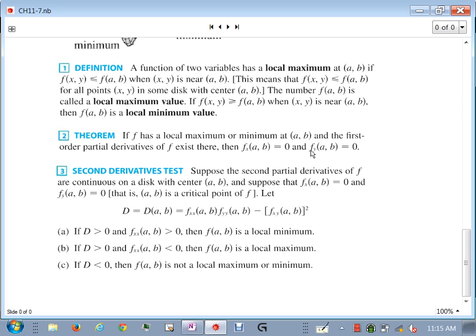When we compute this d, we're going to get a number. And then we have 3 possible results. If the d that we compute is positive, and the second partial with respect to x is also positive, we know that we are at a local minimum. If the d is positive and the second partial with respect to x is negative, then we're at a local max. And if d turns out to be negative right away, it's not a local max or a local minimum. We're actually going to call that a saddle point.